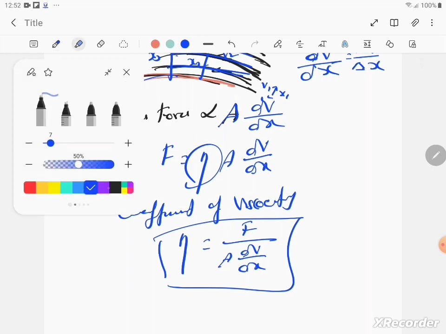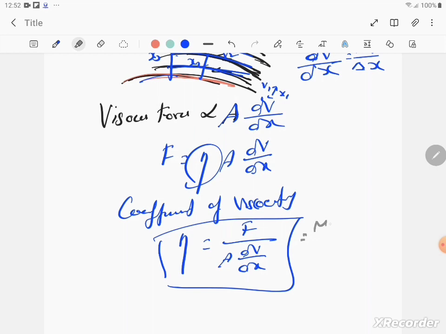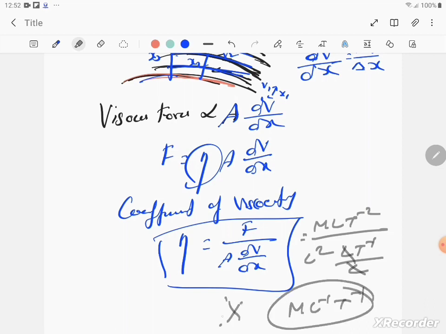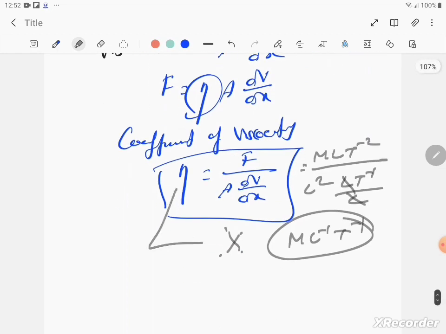F, which is M L T to the power minus 2, by A, which is L square, velocity is L T to the power minus 1, by x, which is L. L and L get cancelled, so you take it up as M L to the power minus 1 T to the power minus 1. Very, very important. They'll ask you the dimensional formula for the coefficient of viscosity.